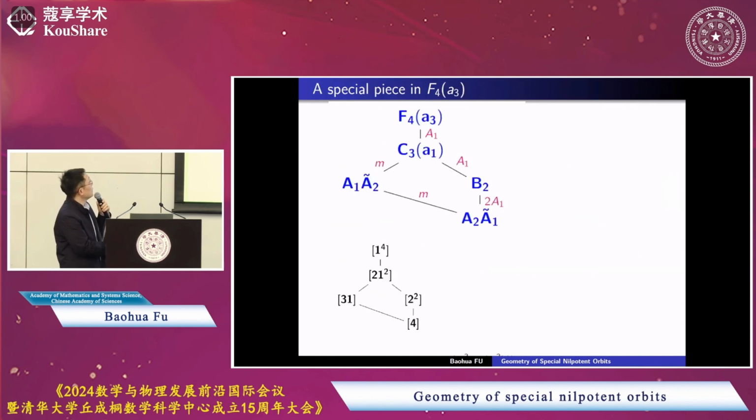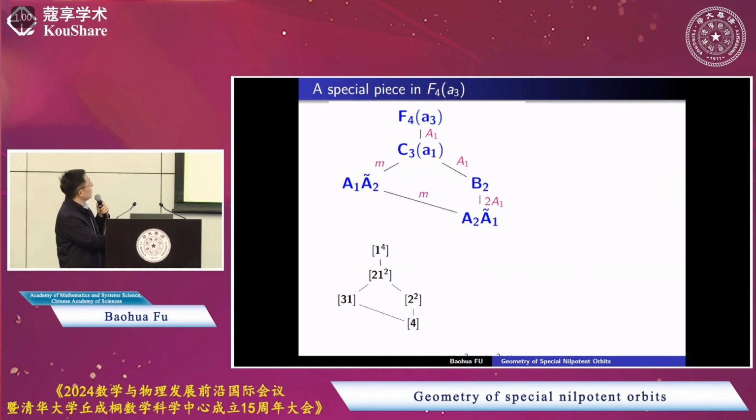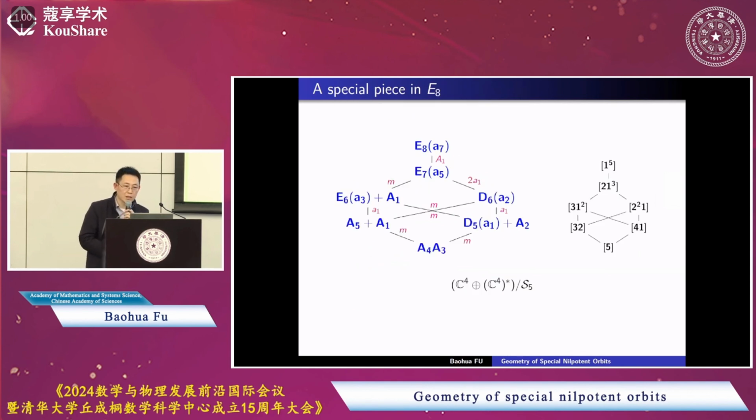This big piece, we show this is also a quotient by S4. S4, each corresponds to a partition of 4. This is the stabilizer of each orbit. And the biggest special piece is in E8. So in E8 you have this 8-dimensional special piece like this one. Then we prove this is isomorphic to this quotient of C8 by S5. So my time is up.